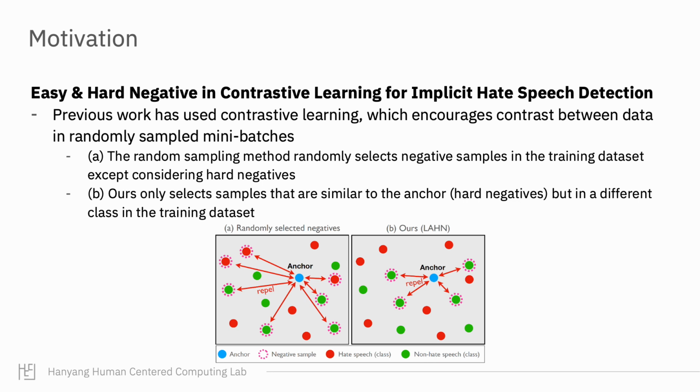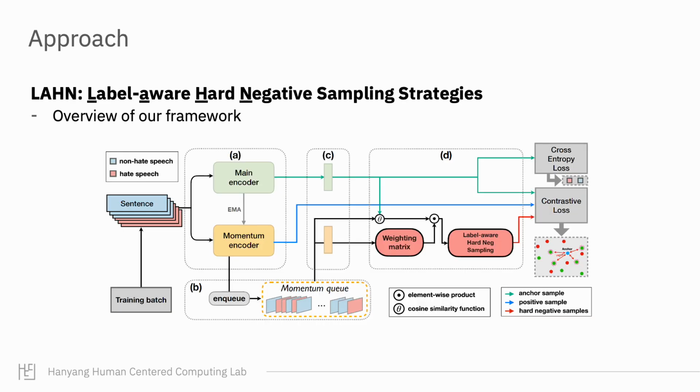This is our key idea. Previous work has used contrastive learning, which encourages contrast between data in randomly sampled mini-batches. The random sampling method randomly selects negative samples in the training dataset without considering hard negatives. On the other hand, ours only selects samples that are similar to the anchor but in a different class in the training dataset. I'd like to detail our method in the next slide.